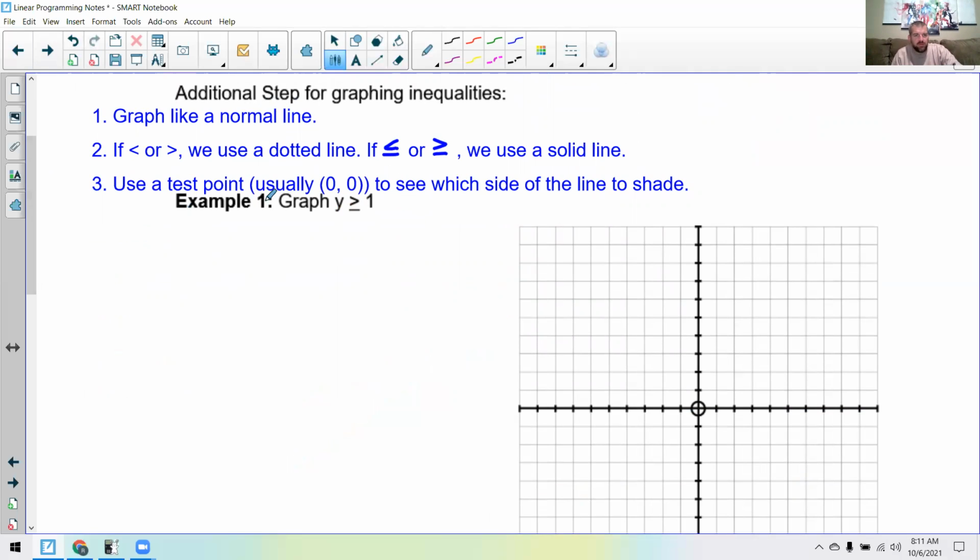All right, so we're just going to follow these 3 steps. It's not that difficult. We're just going to start by graphing it like a normal line, which basically means I'm going to replace the inequality with an equal sign. So I'm just going to graph it like a normal line. Then I'm going to worry about if it's dotted or solid, and which side I shade. So this says graph y is greater than or equal to 1. So I'm going to just change the inequality and say, all right, let's graph y is equal to 1.